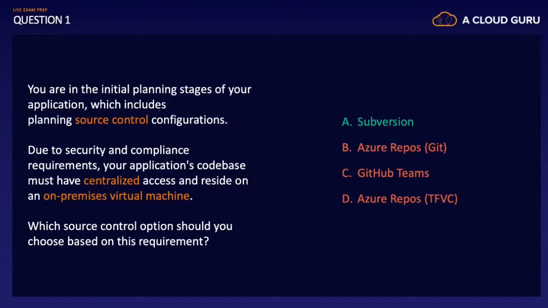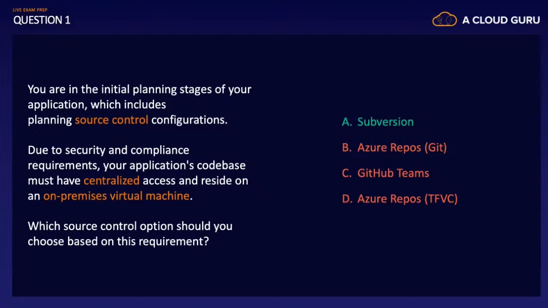Now, GitHub Teams is a team management function built into GitHub, but GitHub Teams itself is not a source control configuration, so we can strike out that answer. Next, we need a centralized source control method. By comparison, Git, or specifically Azure Repos Git, is by nature a decentralized source control method, so Git is not centralized, so we can go ahead and throw that one out, which then leaves either Subversion or Azure Repos using TFVC, which is short for Team Foundation Version Control. Now, both of those are a centralized source control method.